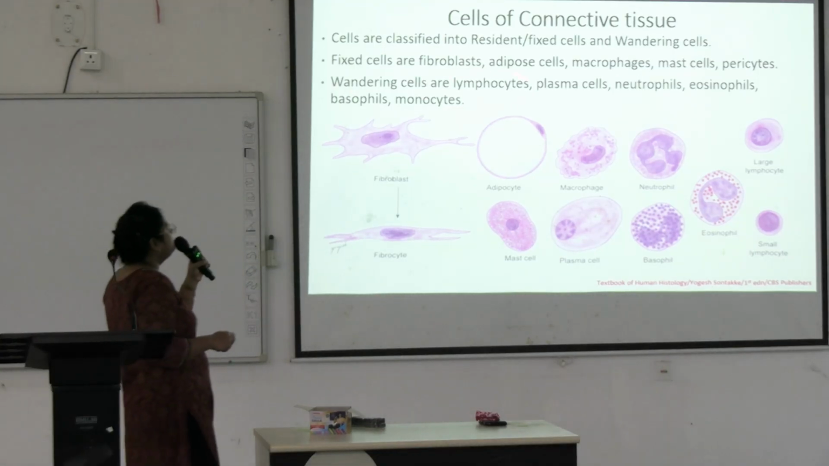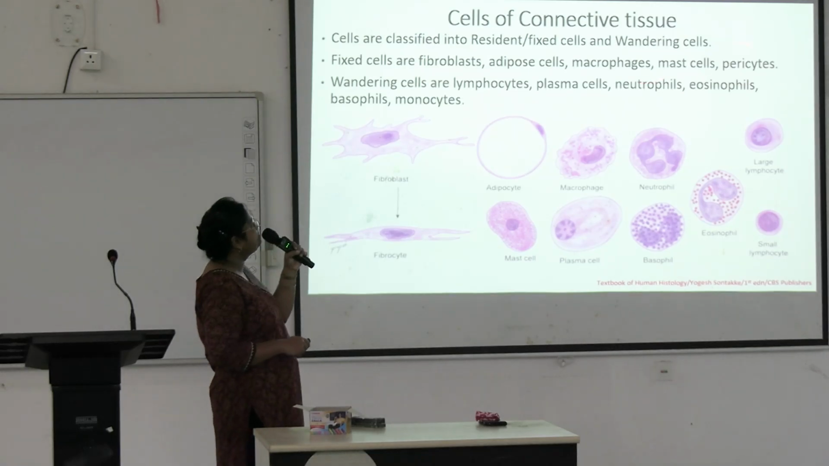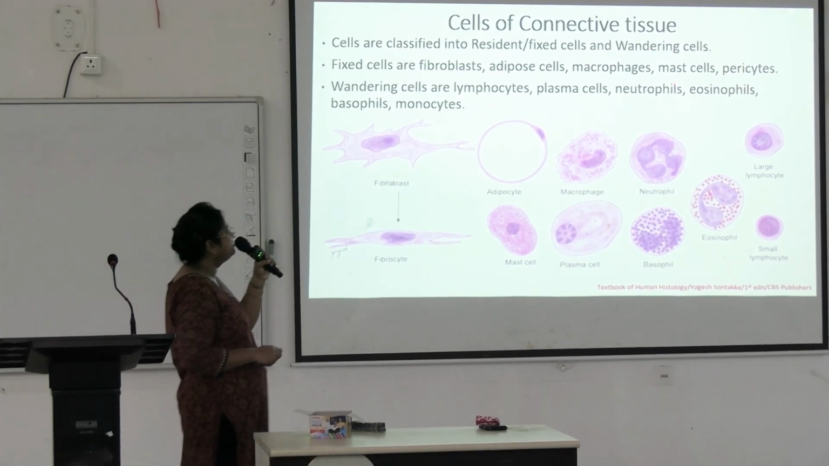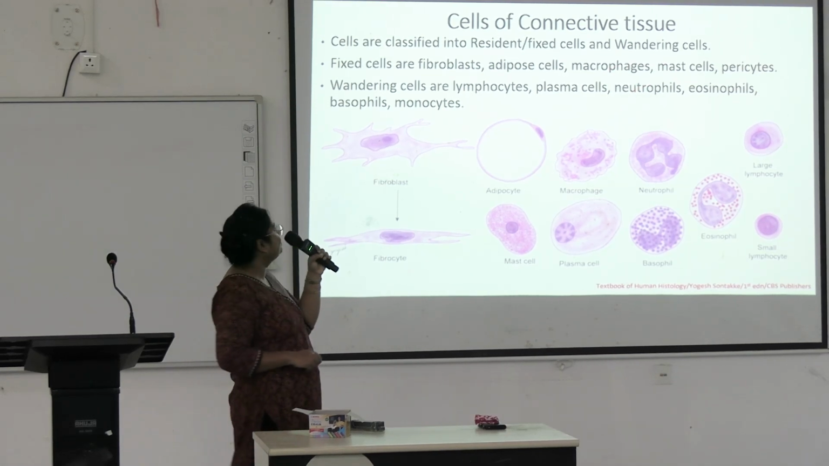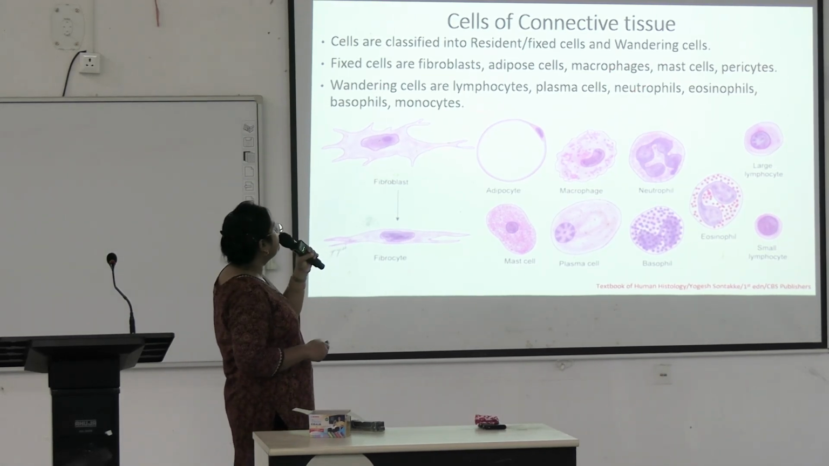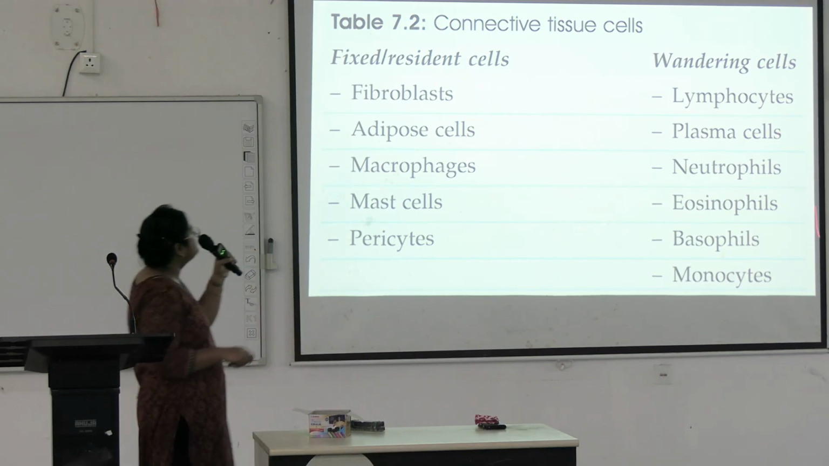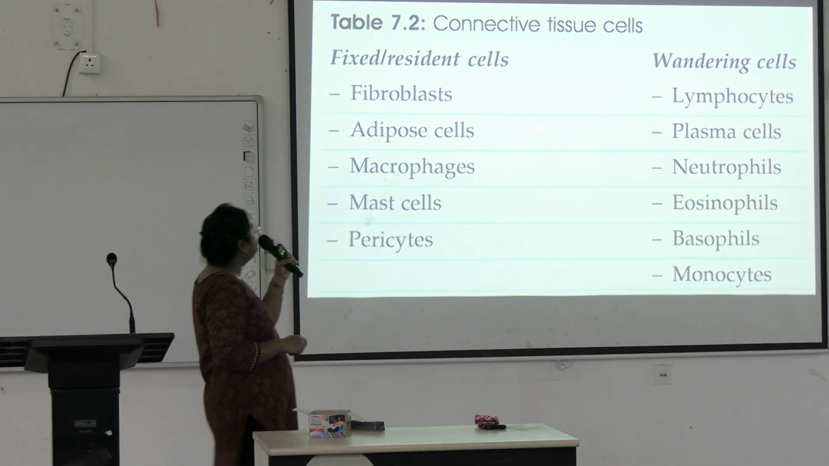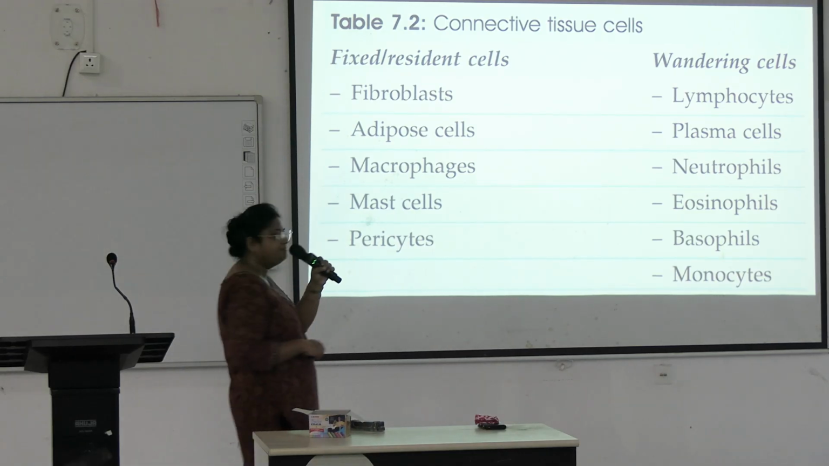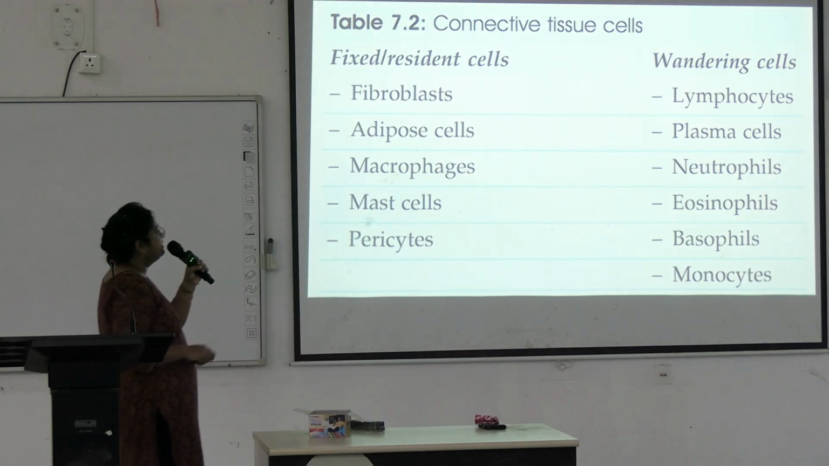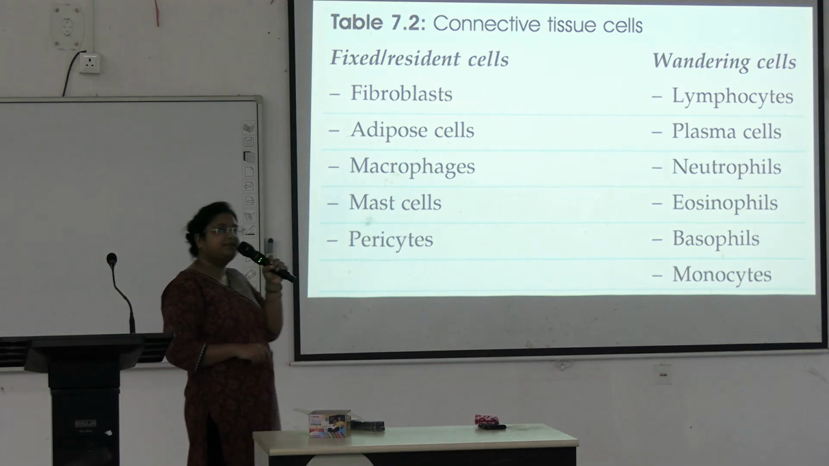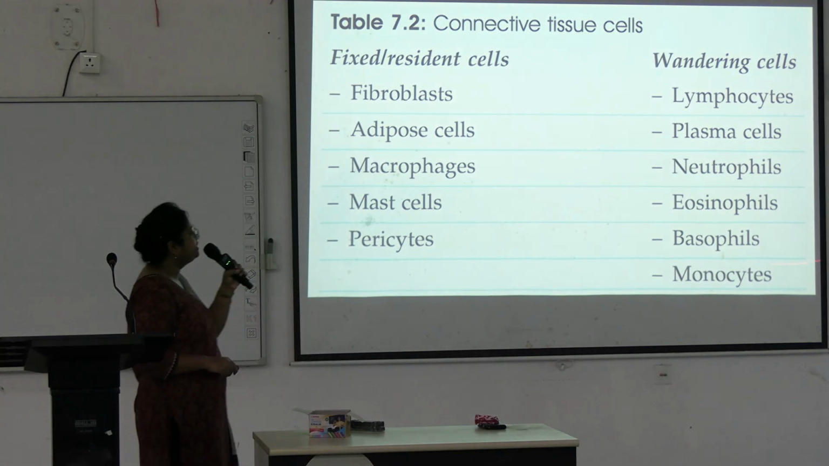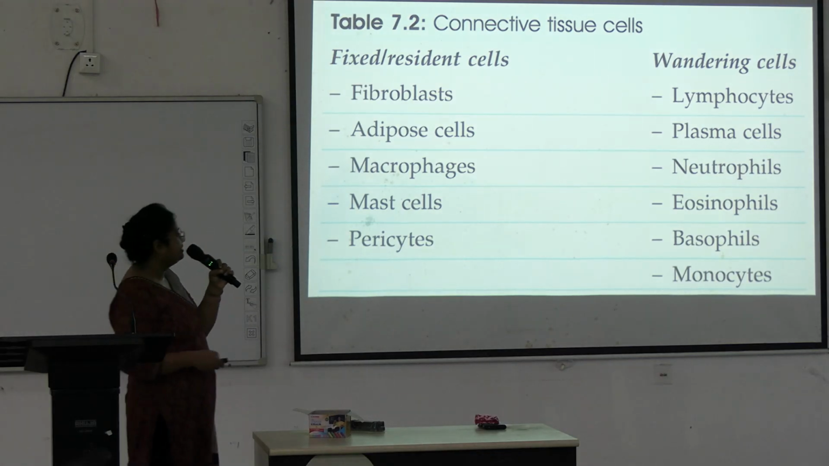Fixed cells are the fibroblasts, adipose cells, macrophages, mast cells, and pericytes. Wandering cells are lymphocytes, plasma cells, neutrophils, eosinophils, basophils, and the monocytes. So these are the cells. Fixed or resident cells are the fibroblasts, adipose cells, macrophages, mast cells, and pericytes. And wandering cells are all of the blood cells mainly: lymphocytes, plasma cells, neutrophils, eosinophils, basophils, and monocytes.